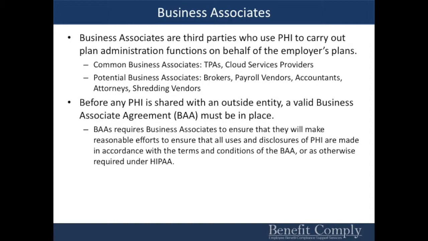Before disclosures of PHI are made to any third party, a compliant business associate agreement must be executed. A business associate agreement requires that the business associate agree to safeguard the covered entity's PHI from unauthorized access. Covered entities must review their arrangements with third parties in order to determine whether or not a business associate relationship exists. And if one does, the covered entity should ensure that a compliant business associate agreement is in place.